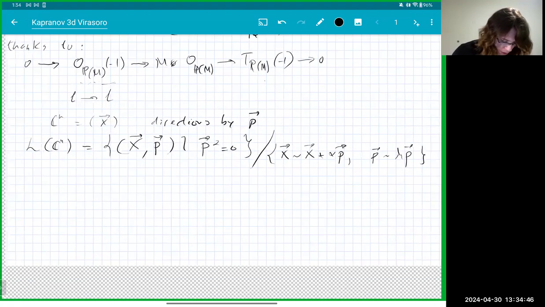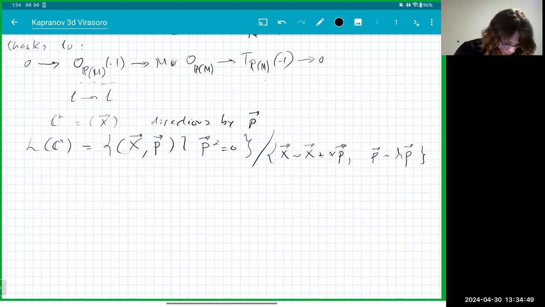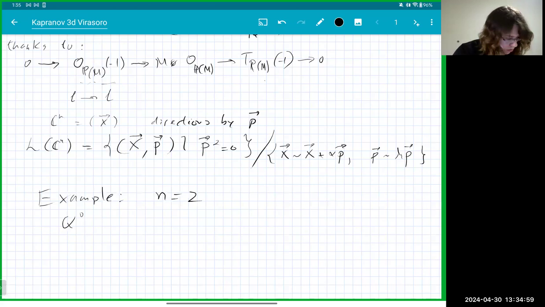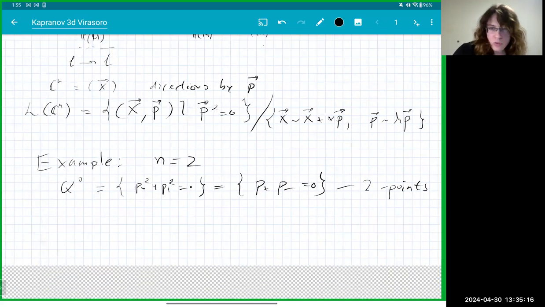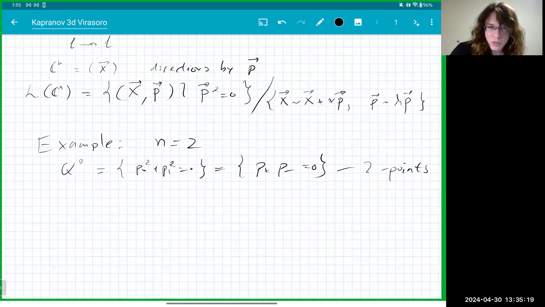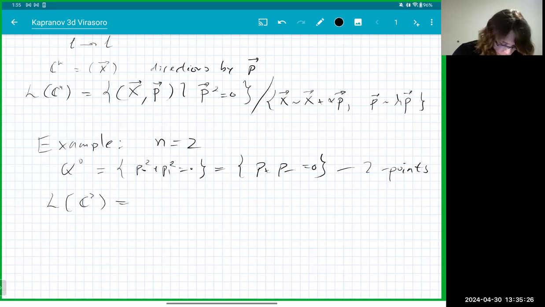Now I'll get to the most trivial case, when n equals 2. Then our quadric is just p0 squared plus p1 squared equals 0, and this could be written as p plus times p minus equals 0. So it's essentially just two points in projective space, two directions. And the bundle over two points is a trivial one-dimensional bundle. So L of C^2 is just the disjoint union of C^1 and C^1, just two copies of C^1.